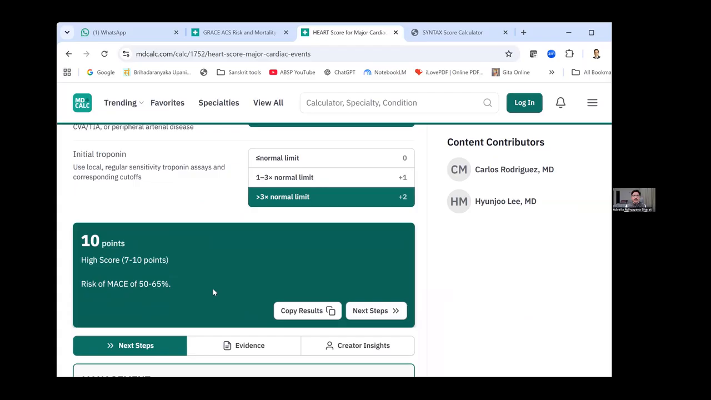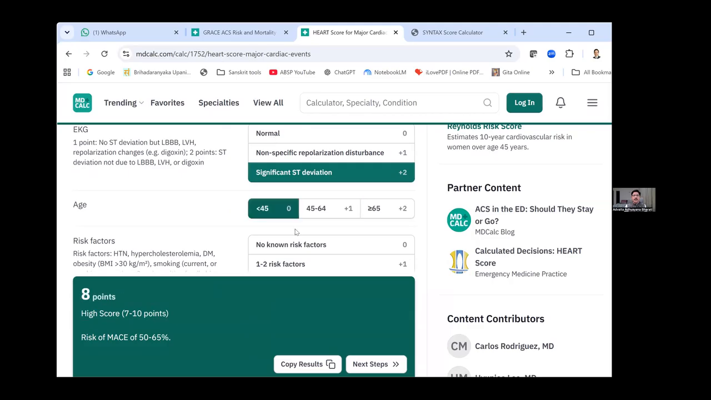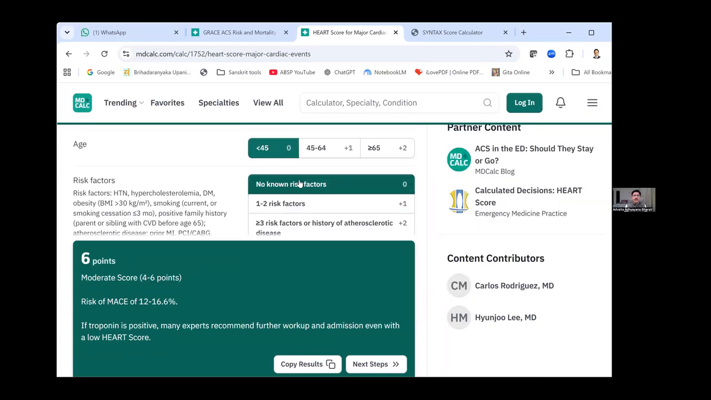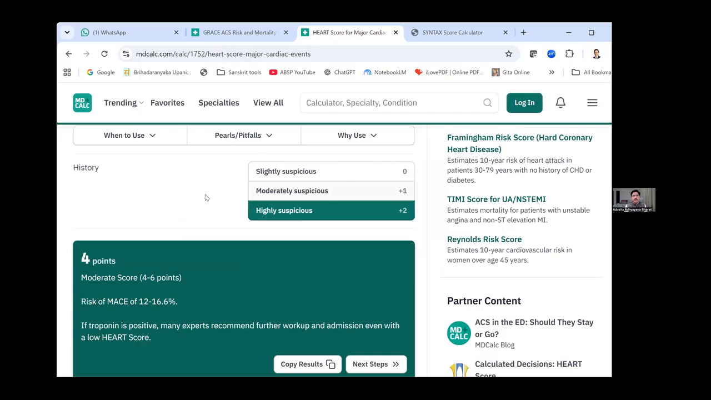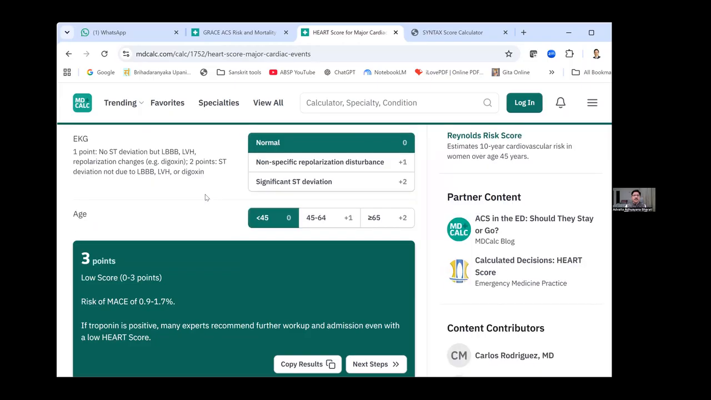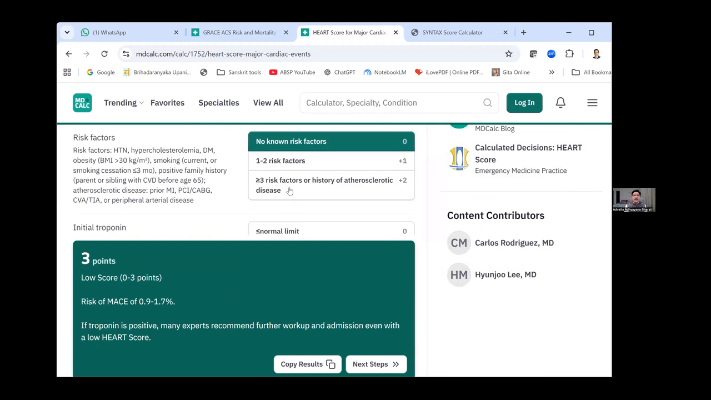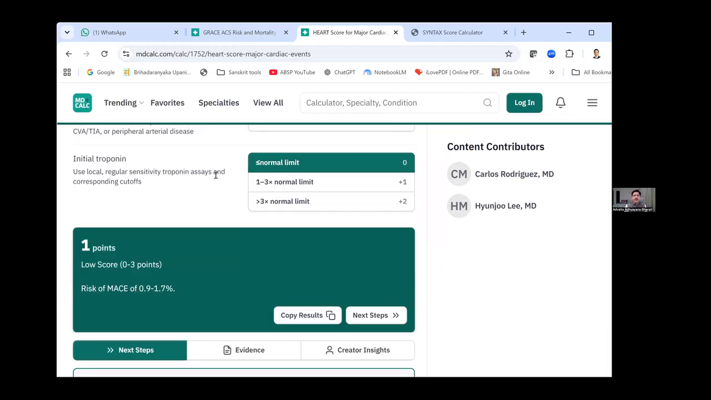Versus another patient who is less than 45, and his ECG is normal, and he doesn't have any risk factors, no risk factors. And then the HEART score has 5 components. H, history: suspected, moderately suspected. Otherwise, we don't do all these things. Moderately suspected, suspicious, normal. EKG, less than 45, no known risk factors, and then serum troponin is less than the normal limit. And what is his score? 0.1. What will I do? I will discharge him. I don't have to keep him in the hospital.